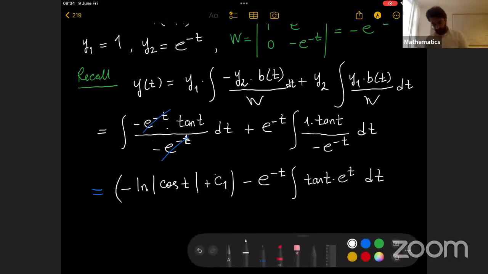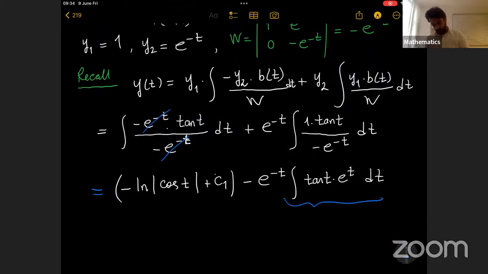This integral is not easy to find. What is this?